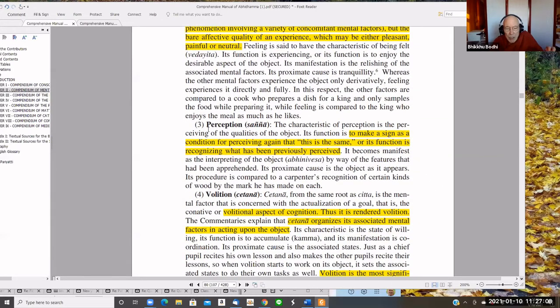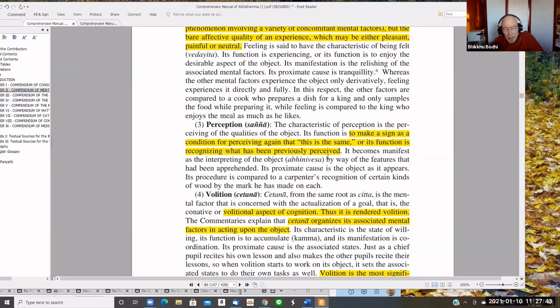The third universal is sanna, translated here as perception. This has the function of homing in on the qualities of the object. It's said in the commentaries that this function is to make a sign as a condition for perceiving on a later occasion that this is the same thing, or its function is recognizing what has been previously perceived.